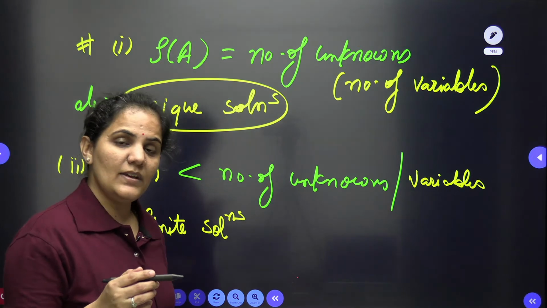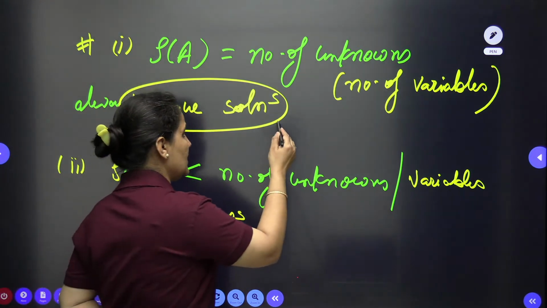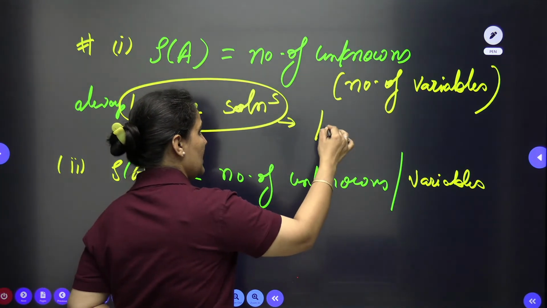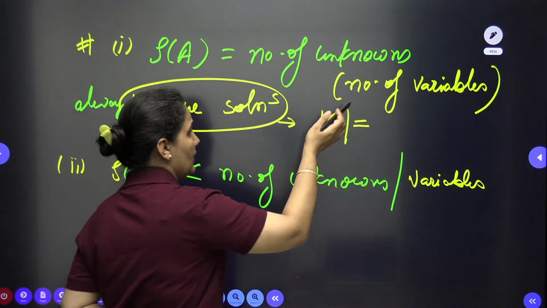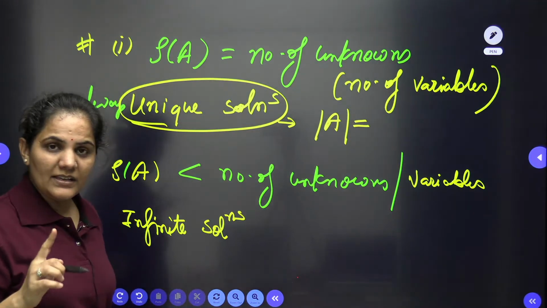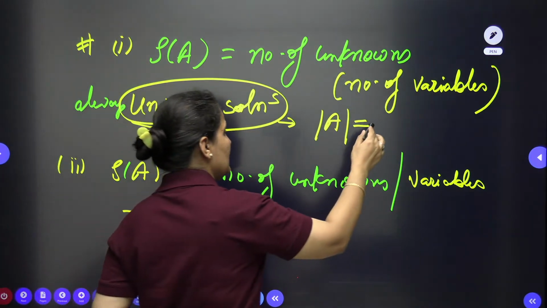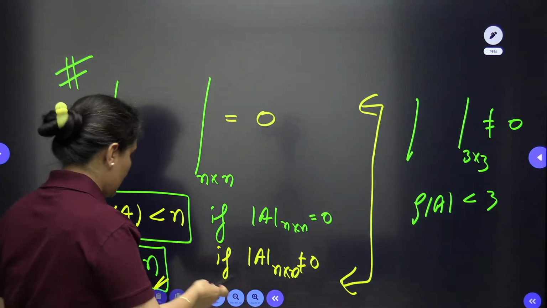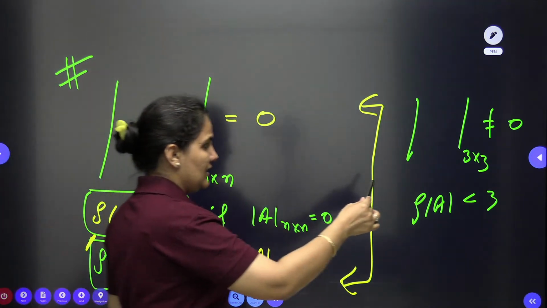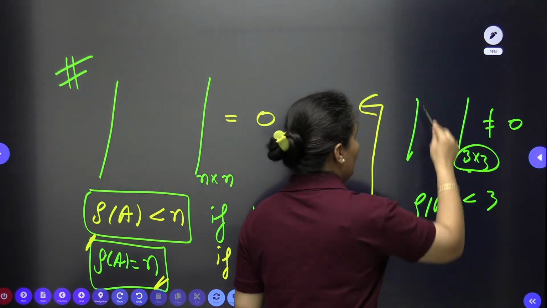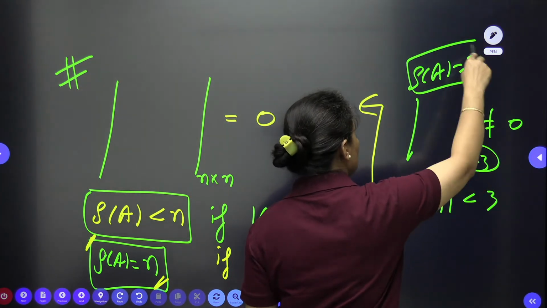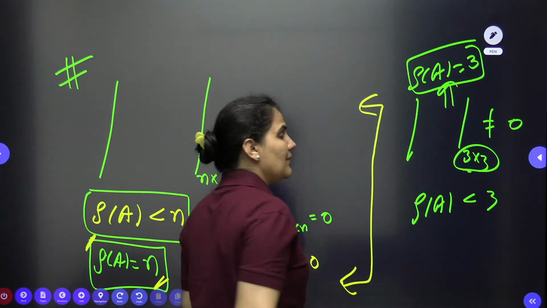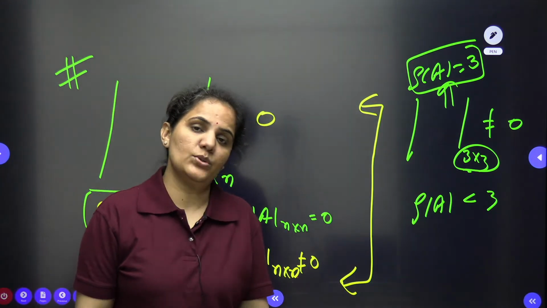If in this case the rank is equal to the number of unknowns, then you will write down the determinant. Suppose I am taking the example of a 3 cross 3 matrix, and I am saying the rank is equal to 3. So in this case the determinant is not equal to 0.